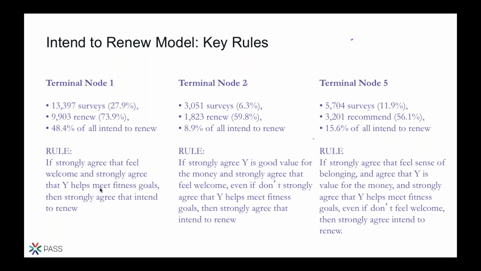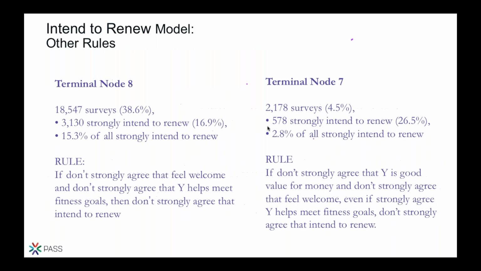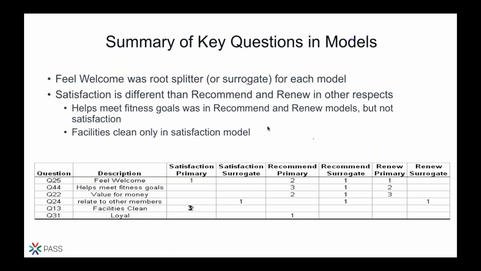And also the second rule, if you strongly agree that the Y is a good value for the money and you feel welcome, even if you don't strongly agree that it meets your fitness goals, then you're likely to renew. So it's a good value. It doesn't do the best job at helping you meet your fitness goals, but it's still a good deal, and you feel like it's a part of your family, part of your home to go to this particular Y. That's 8% of all likely to renew. And here's a third rule for renewal, and that's 15%. So once again, over 75% of all likely to renew are represented by 3 rules. Very easy to understand.